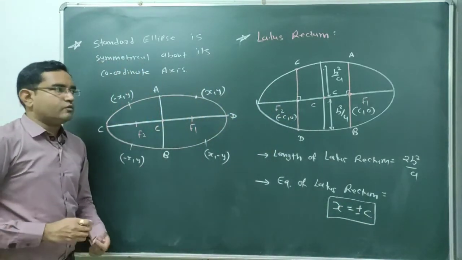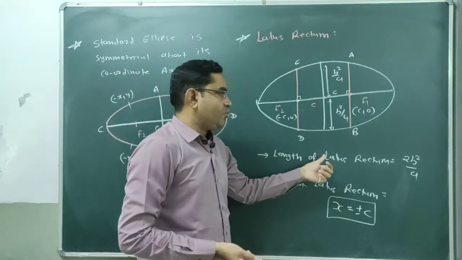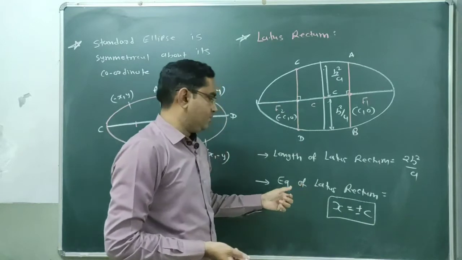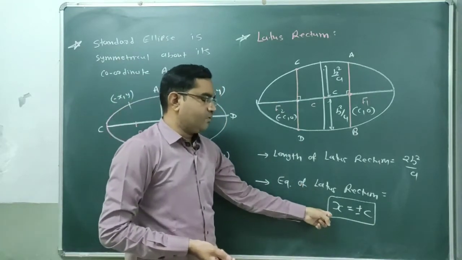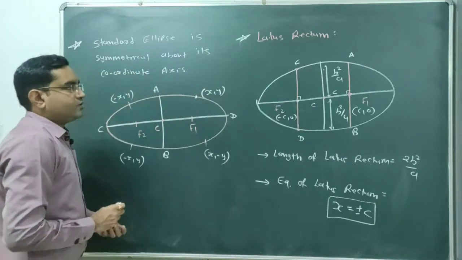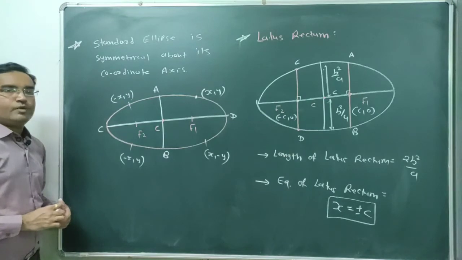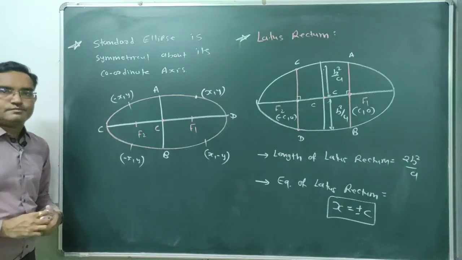Clear, students? So here you have to remember these two formulas. Length of latus rectum is 2b square by a, and equation of latus rectum will be x equal to plus or minus c. Done. So this is the short introduction regarding your ellipse. Now we'll try to solve some numericals based on this ellipse.